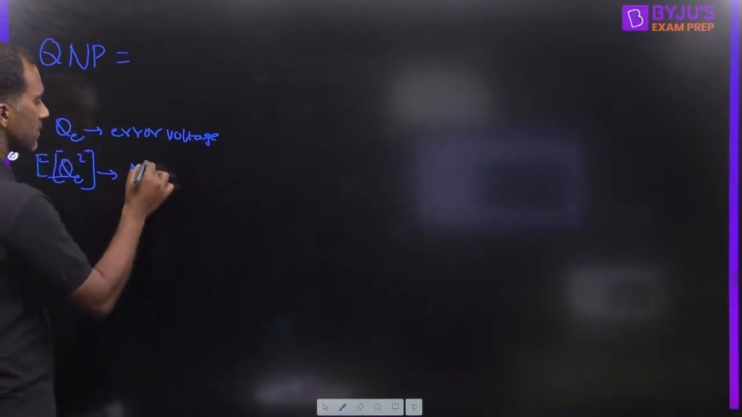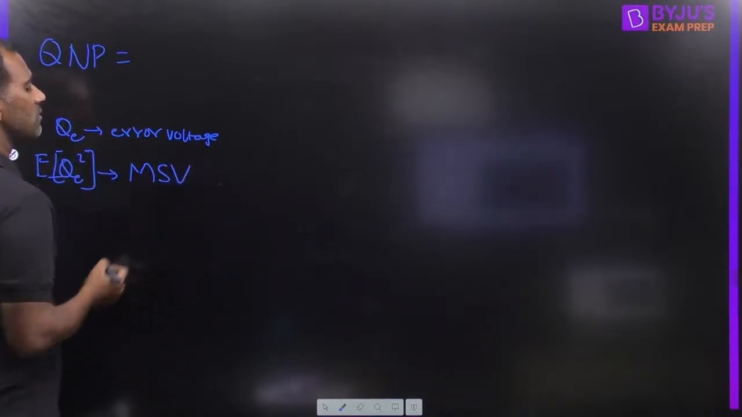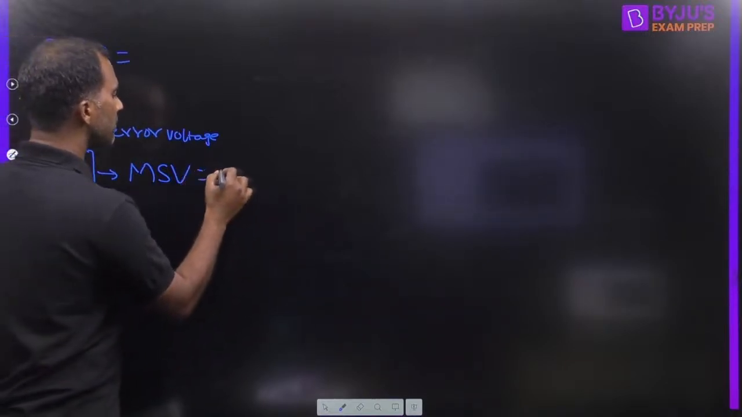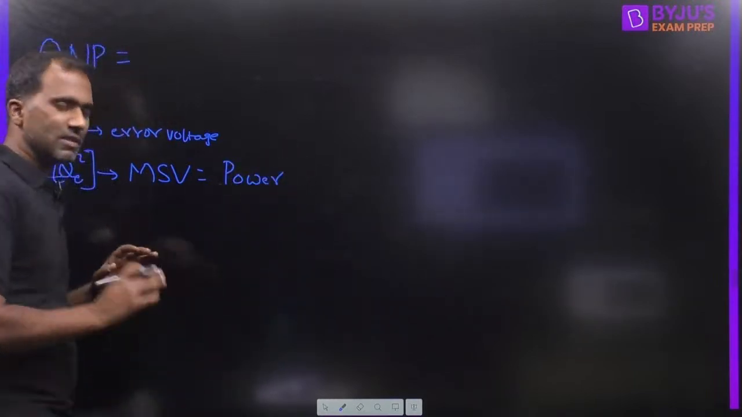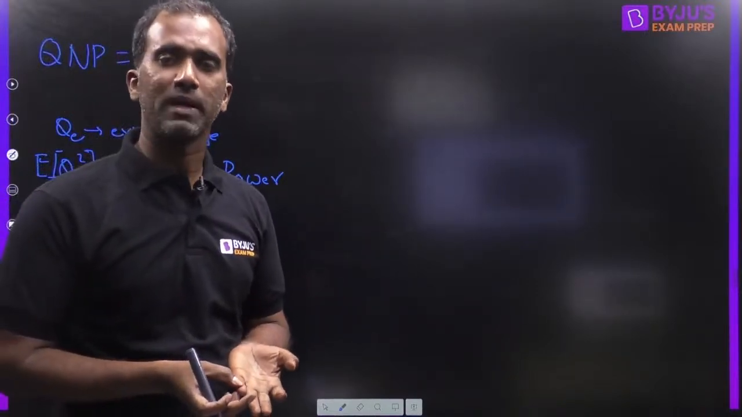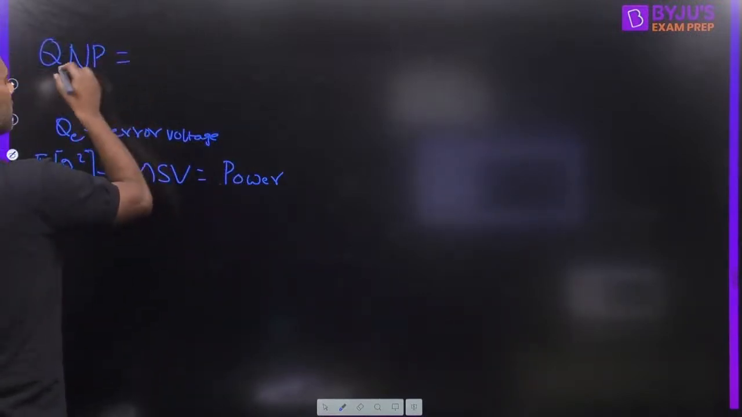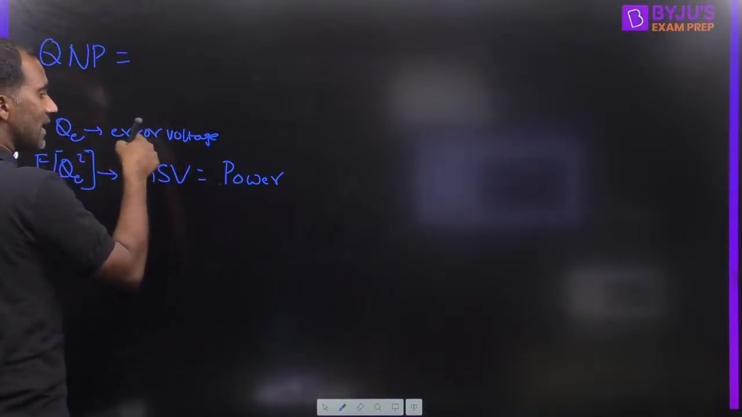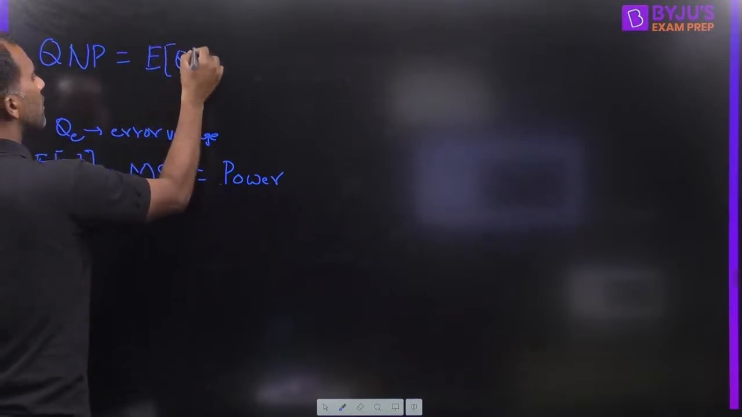Expectation means mean. We are trying to find the mean of the squared value of quantization error. So mean square value will give you average power, or power. Generally we are interested only in average power. So when somebody says power, by default they are talking about average power. So what should we do if I want to find quantization noise power, which means quantization error's power? Expectation of QE square.